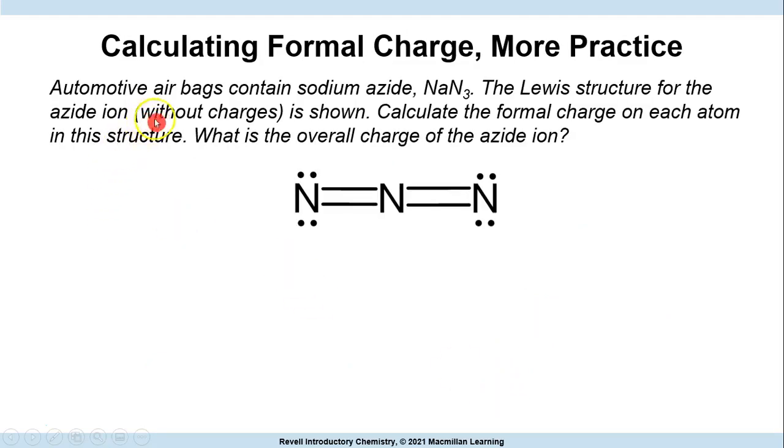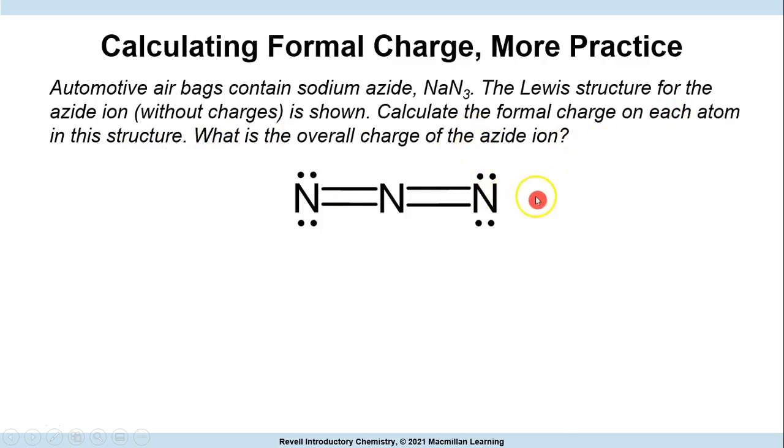Now, automotive airbags contain sodium azide, which has the formula NaN3. The Lewis structure for the azide ion without charges is shown, so you should be able to draw the Lewis structure for this azide. We've already seen that. Calculate the formal charge on each atom in this structure. Next question: what is the overall charge of the azide ion?